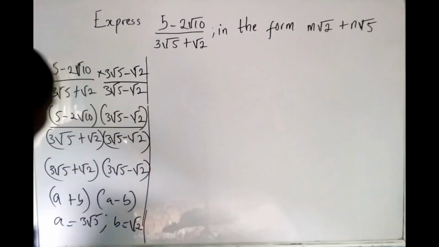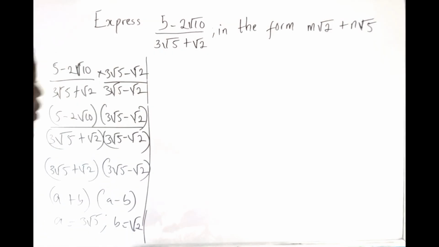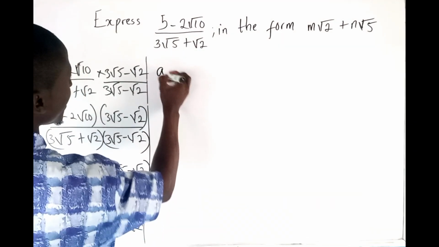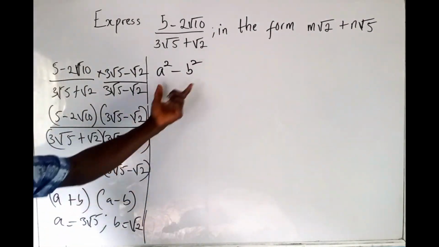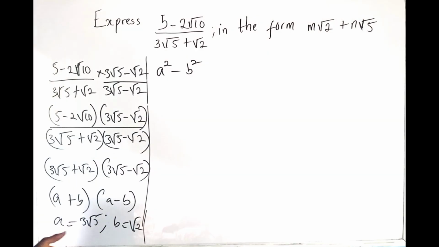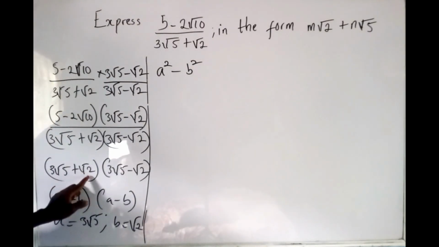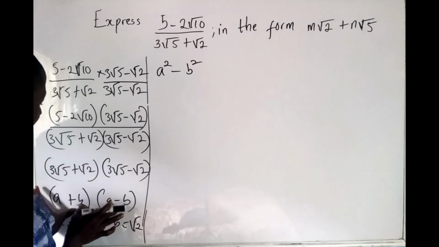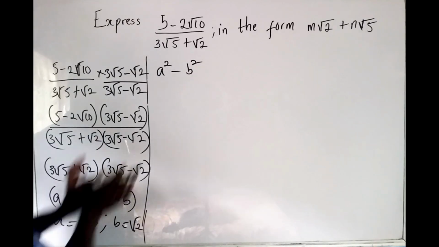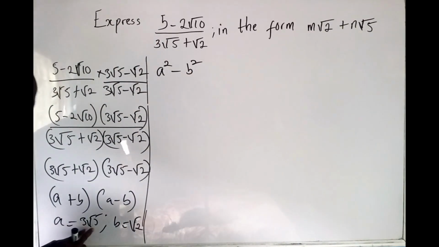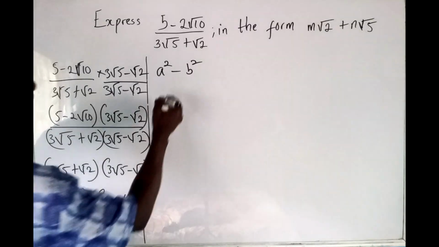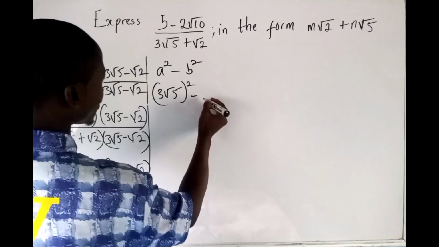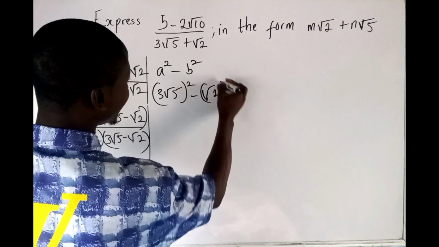It means that this is taking us to a difference of two squares, because when we have a plus b times a minus b, the expansion gives a squared minus b squared. So now that we have 3 root 5 plus root 2 times 3 root 5 minus root 2, we compare it with these terms. Since our a is 3 root 5 and our b is root 2, it is going to give us (3 root 5) all in squared, minus (root 2) all in squared.